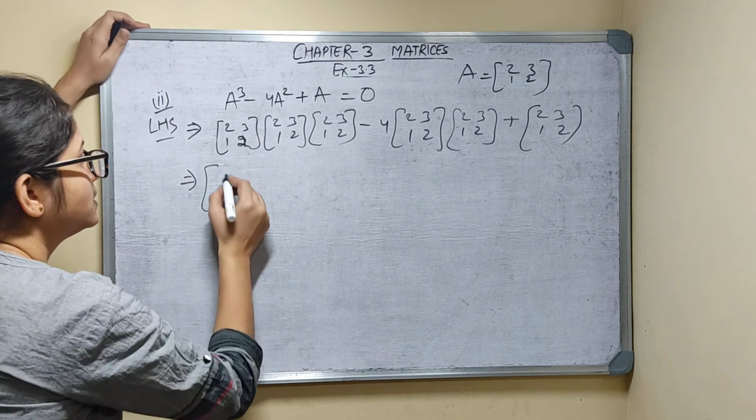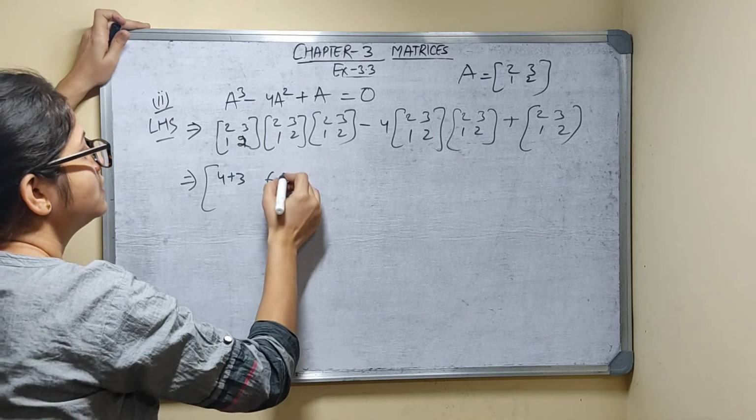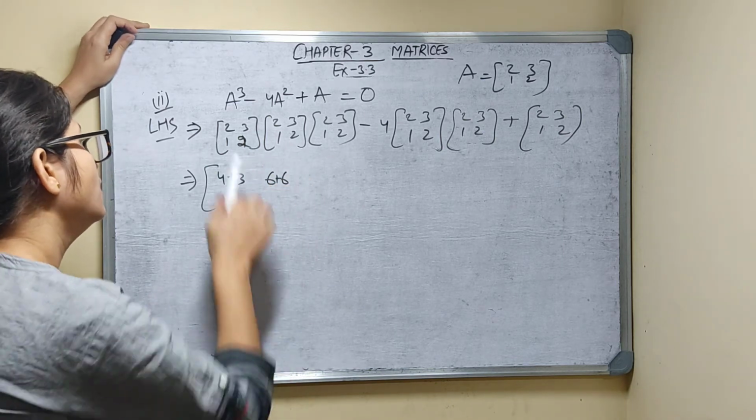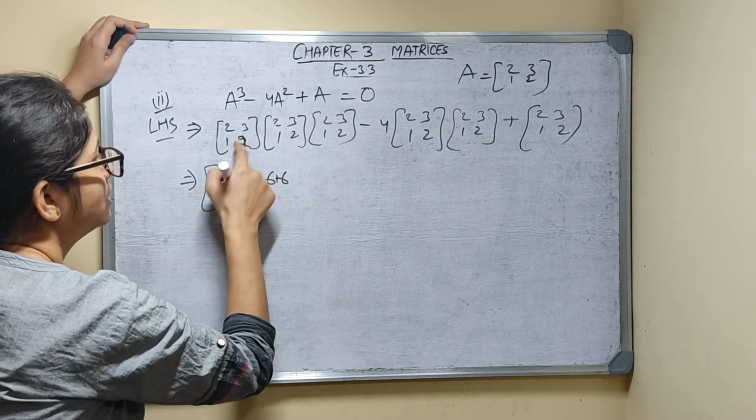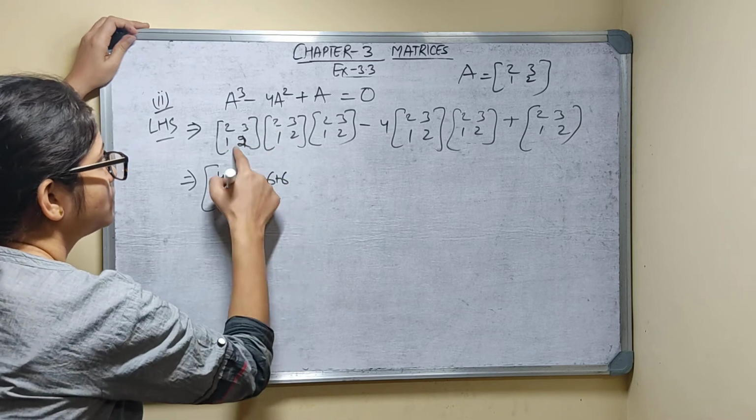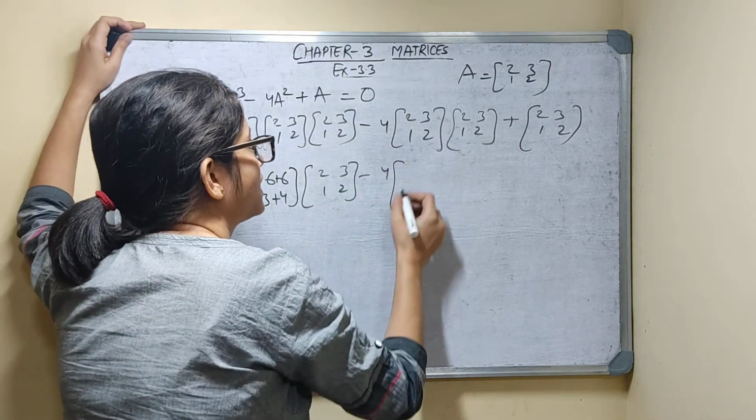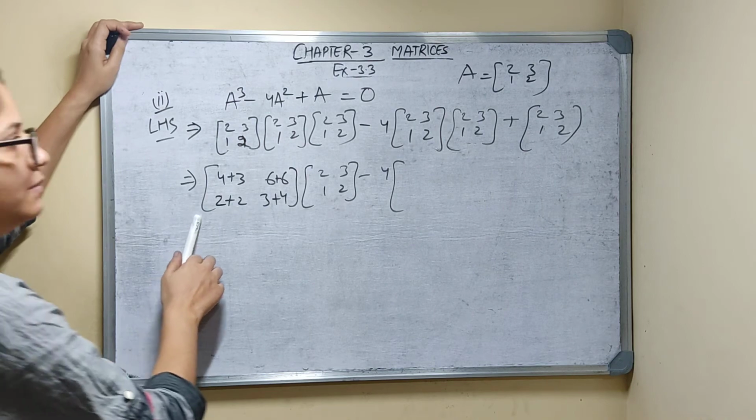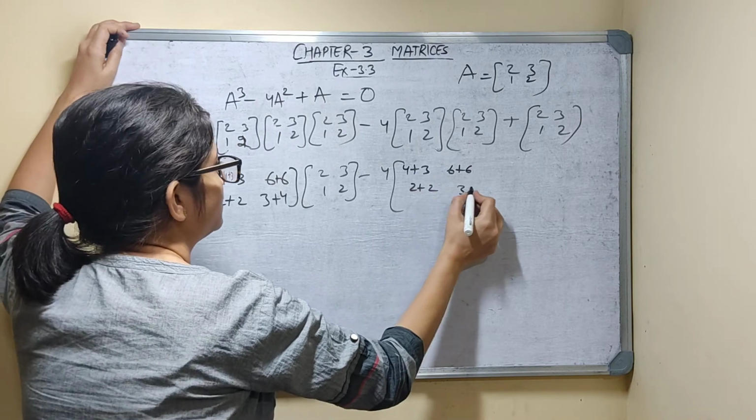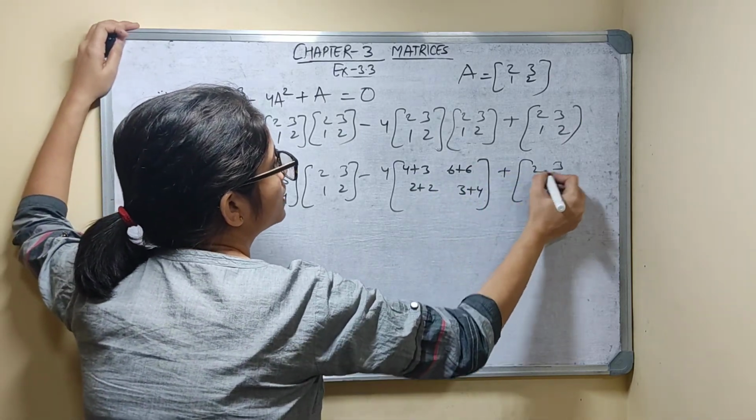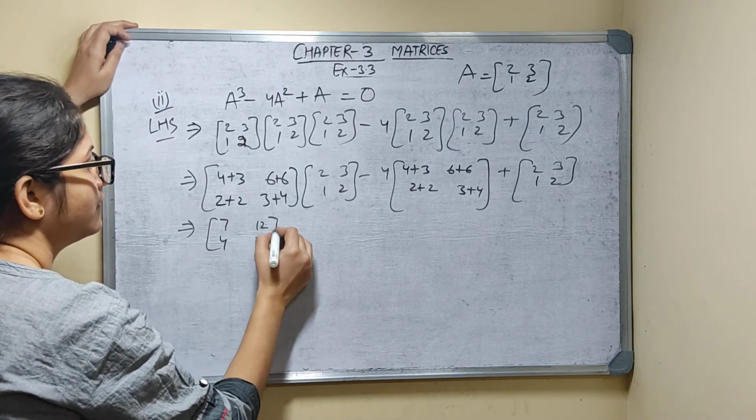Listen to this, I can multiply first. 2 twos are 4 plus 3 ones are 3. 2 threes are 6 plus 3 twos are 6. 1 two is 2 plus 2 ones are 2. 1 three is 3 plus 2 twos are 4. Then 2, 3, 1, 2 as it is, minus 4 times this. This we are multiplying, so you will get 7, 4, 12, 7.